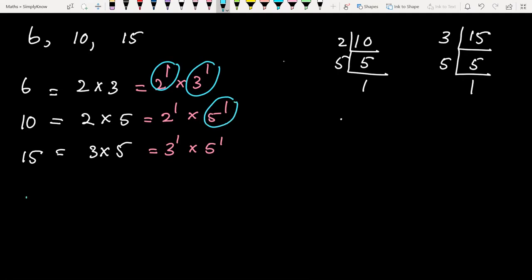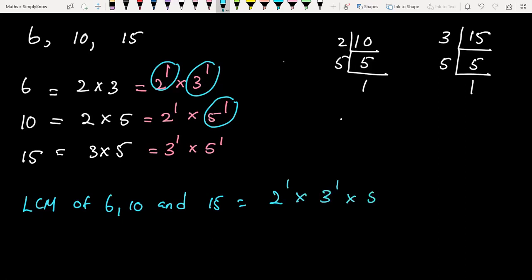So for us to find out the LCM, we need to find the product of these greatest powers. 2 to the power 1 times 3 to the power 1 times 5 to the power 1. So it is 2 times 3 times 5. 2 times 3 is 6. 6 times 5 is 30. Our LCM is 30. Now you know simply how to find LCM of several numbers using prime factors.